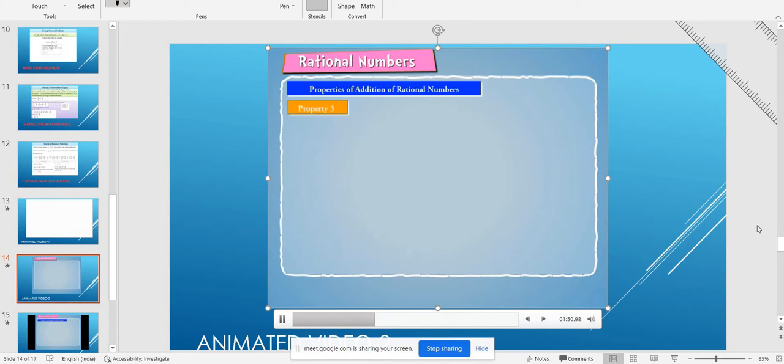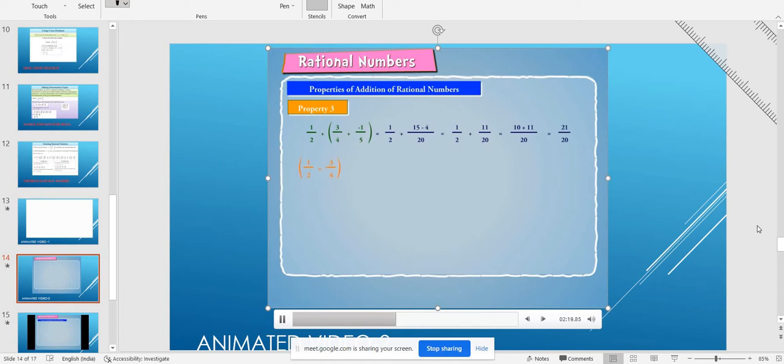Property 3. Let us now consider the following examples. 1 by 2 plus 3 by 4 plus minus 1 by 5 is equal to 1 by 2 plus 15 minus 4 by 20 is equal to 1 by 2 plus 11 by 20 is equal to 10 plus 11 by 20 is equal to 21 by 20.